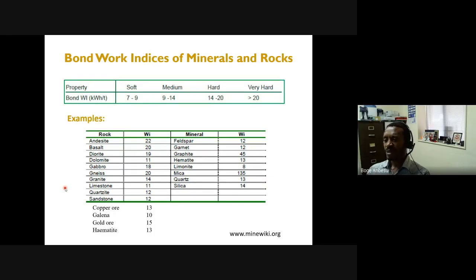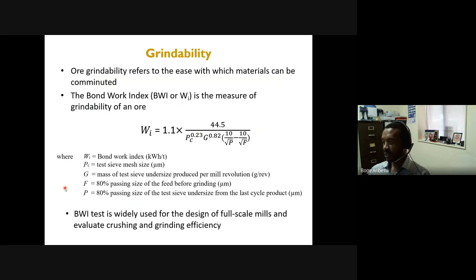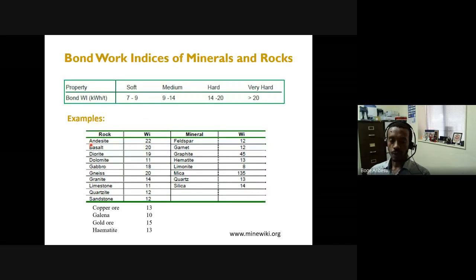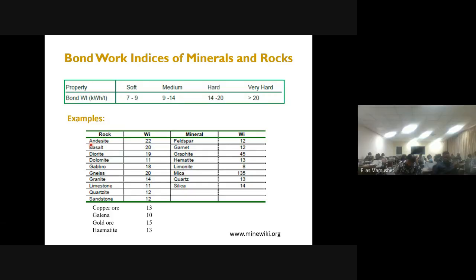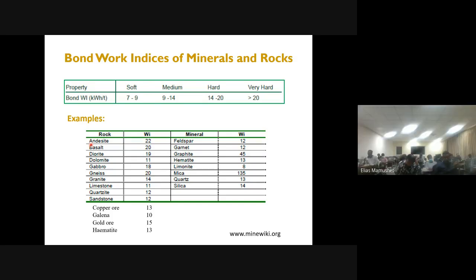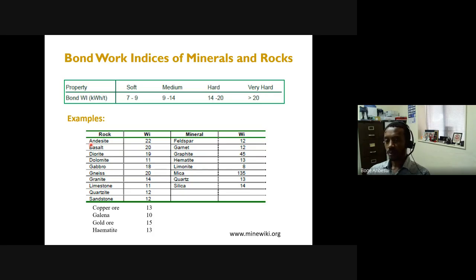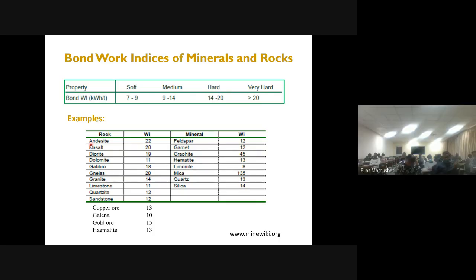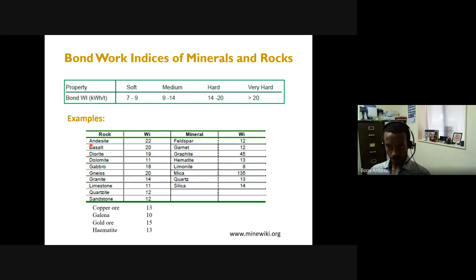So what do the numbers mean? Let's say you conduct that test and you have a bond work index of 20. If you get that, it means that the rock is hard, which means you're going to have a hard time grinding it, which means you're going to spend more energy for crushing and grinding. If I get a bond work index of, say, 8, then it tells me that it's a relatively soft rock.